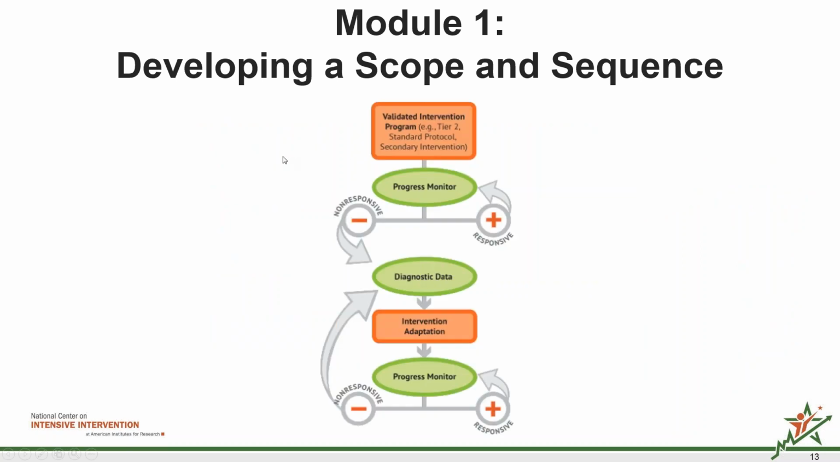Hopefully most of you have seen this framework presented before. This is about intensive intervention. For any strong intensive intervention program, whether we're thinking about math, reading, writing, or behavior, we want to have a validated intervention program in place. In these different modules, I'm going to highlight what a really strong validated intervention program looks like. But we can never do intervention without progress monitoring. That's the first green oval that you see on this slide. If students are responsive, we're going to keep doing this intervention program with the progress monitoring. But when students are non-responsive, then we want to conduct a diagnostic, adapt the intervention, and continue to progress monitor.